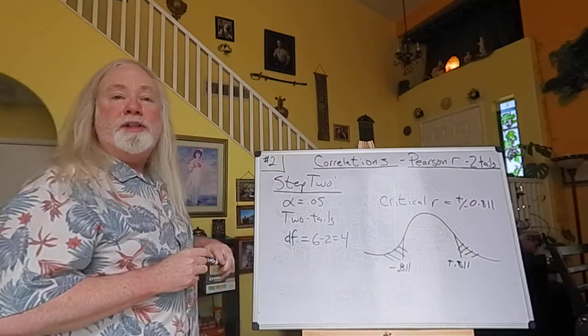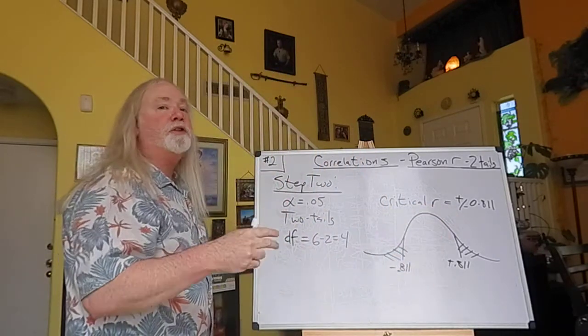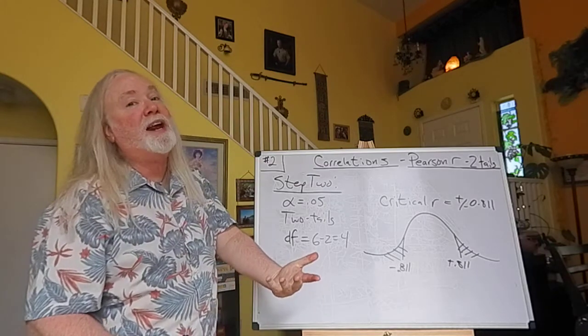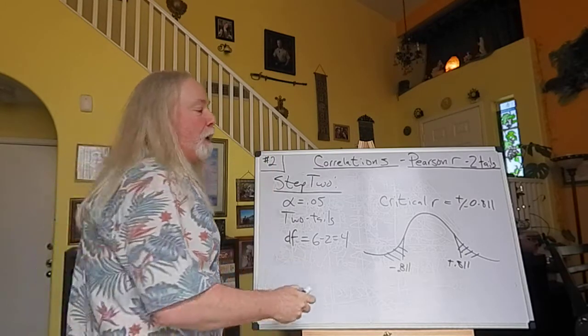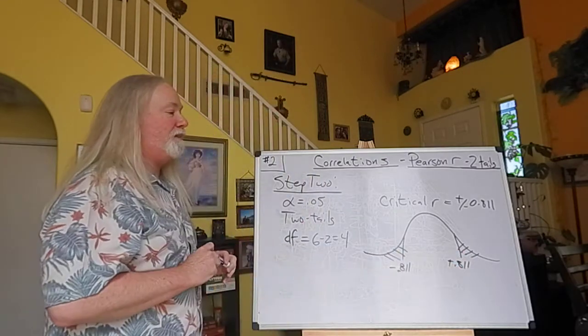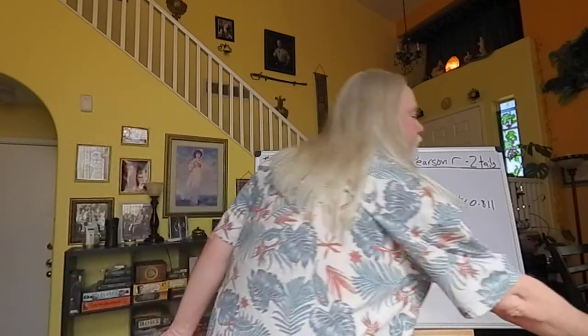So just like our olden days, plus or minus, 2 tails, we're looking both directions. Maybe it'll be a positive relationship, maybe it'll be negative. We already know from the scattergram that it's negative. But here are our critical regions, plus 0.811, minus 0.811. So the next thing to do here is step 3.